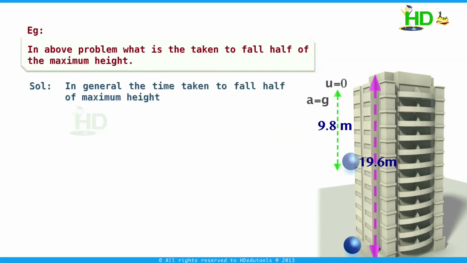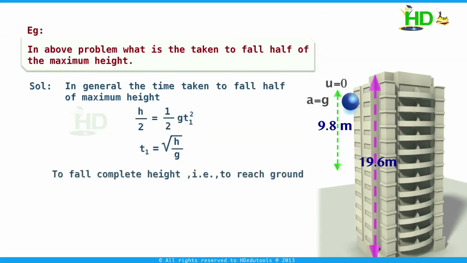That means in general, the time taken to fall half of the maximum height, that is h by 2 equal to 1 by 2 g t square, that is t1 is root h by g if the ball is falling from height h, and to fall complete height, that is to reach the ground, h is equal to 1 by 2 g t2 square, where t2 is the time taken to reach the ground, we get t2 equal to root of 2h by g. And the relation between t1 and t2 is t2 equal to root 2 t1.